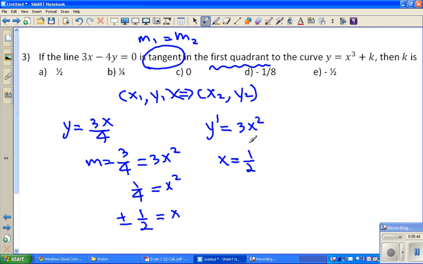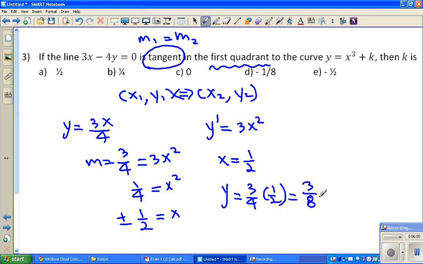Now, since we know the value of x, then we just have to find the value of y. In order for us to find the value of y, we can find it from here, or either way here. You will realize that y then is equal to 3 over 4 times 1/2, which later we can find out to be 3 over 8.